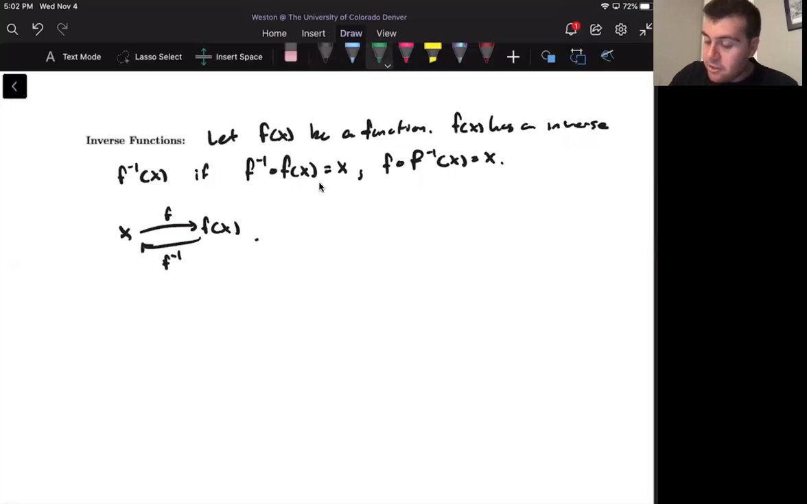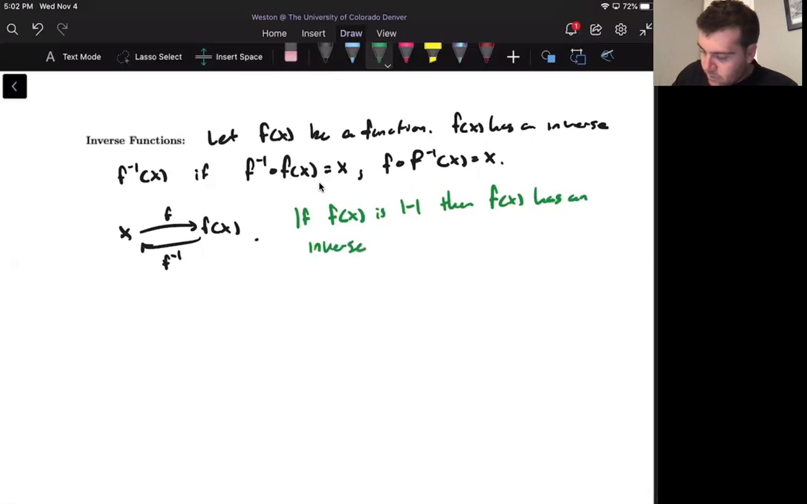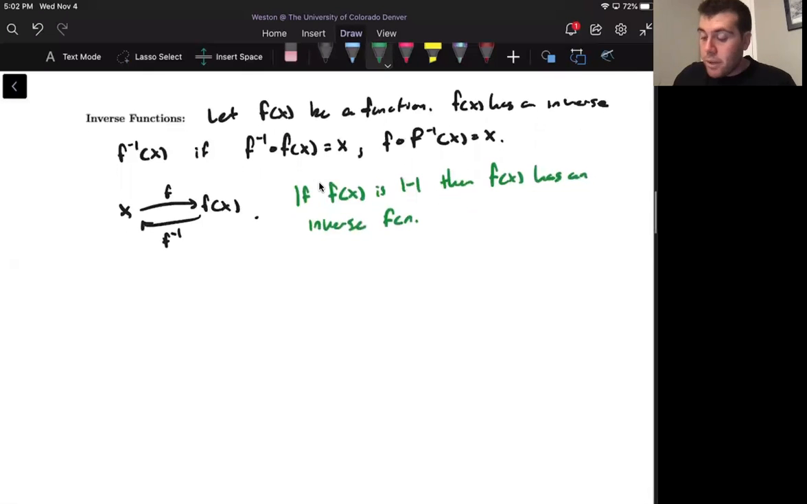And actually this turns out to be a fact. If f of x is one-to-one, then f of x has an inverse function. The only tricky thing with inverse functions is making sure that your domain is correct. So let's go through a quick example.